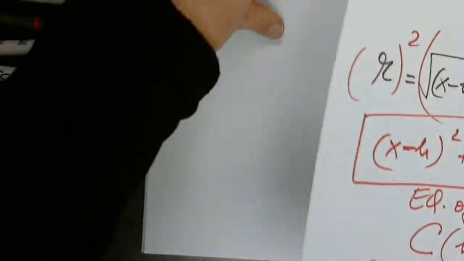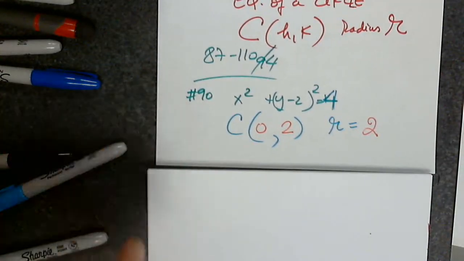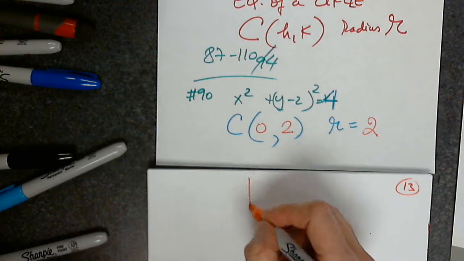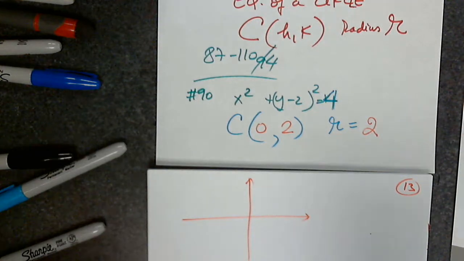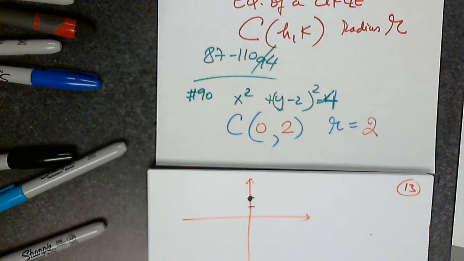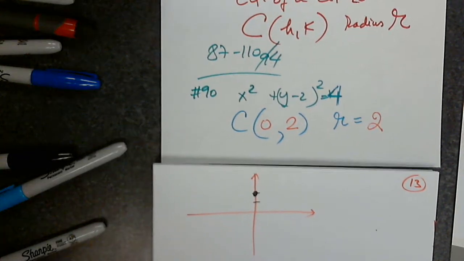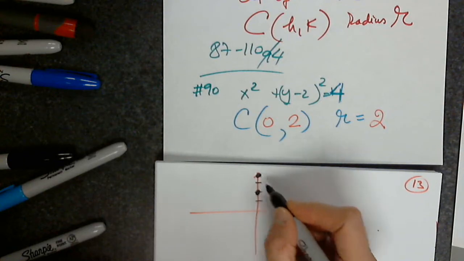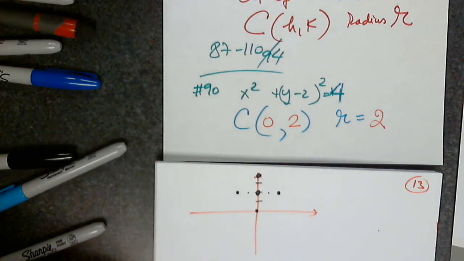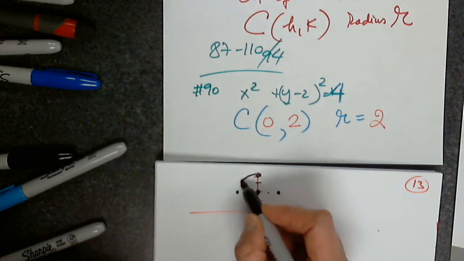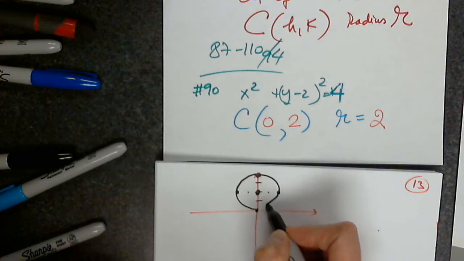So here's how we graph it. We plot the center first. 0 for x, 2 for y, right here. I will create 4 points, east, west, south, and north of this point. How many units away? 2. So here's one, here's the other, here's the next, and here's the next. I created 4 points, 2 units away from the center.